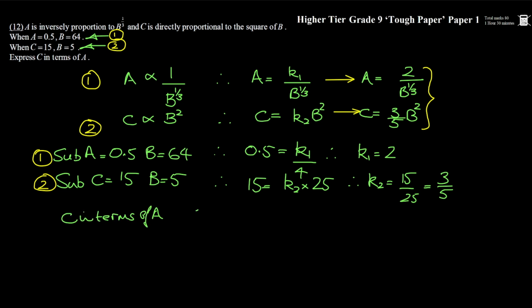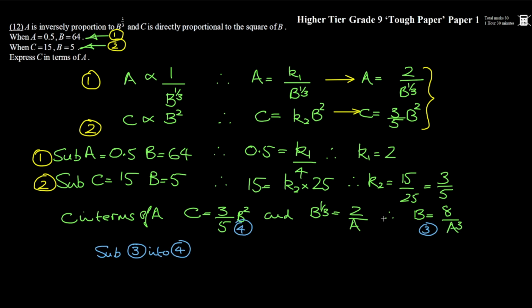So C at the moment is equal to 3/5 of B squared. That's from 2. And from our other expression, we get that B to the third is equal to 2 over A. So therefore, if we cube everything of this equation here, we get that B is equal to 2 cubed, which is 8 over A cubed.